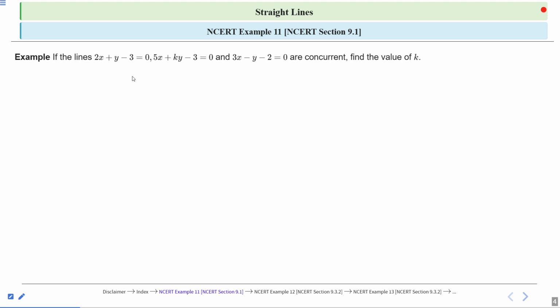So basically we are given three equations of lines and they are concurrent, and then we have to find the unknown value k. So students, first of all, try it yourself. You have 30 seconds, try to solve this question. Your time starts.